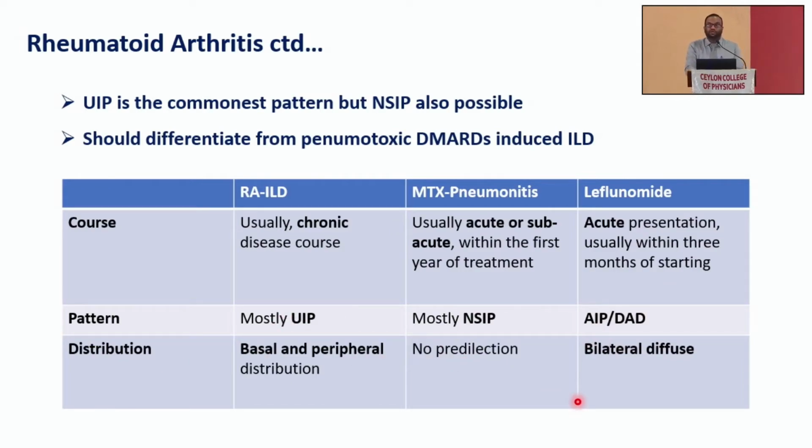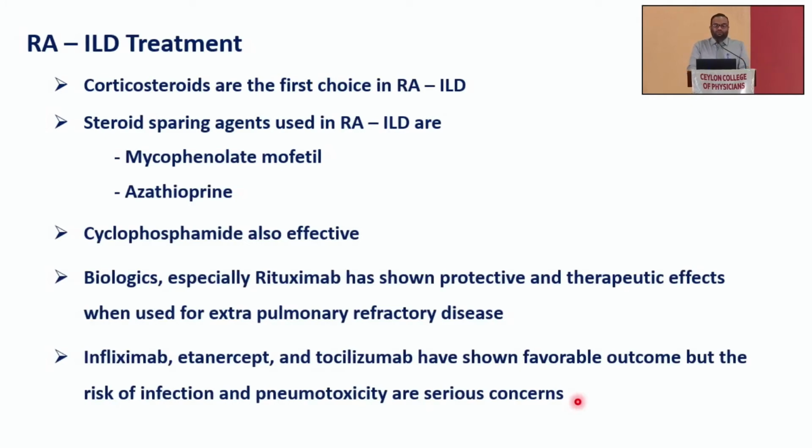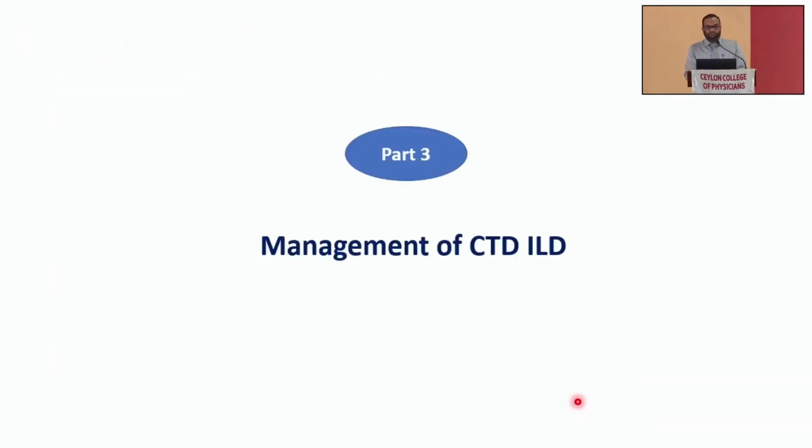So we have to give a positive diagnosis whether this is due to the disease or whether this is due to the drug, because it is not wise to unnecessarily withhold methotrexate, because it's a cheap and fairly well-known drug. And further about rheumatoid arthritis associated ILD treatment, corticosteroids are the first choice of treatment, and steroid sparing agents are MMF and azathioprine, and cyclophosphamide is also effective. Nowadays, rituximab has also been given with promising results, and infliximab, etanercept, and tocilizumab also have shown favorable outcomes.